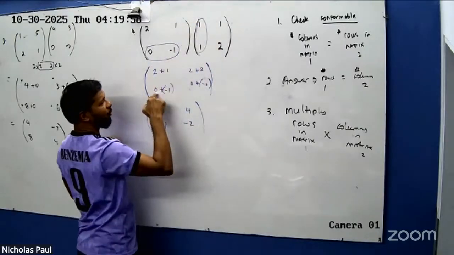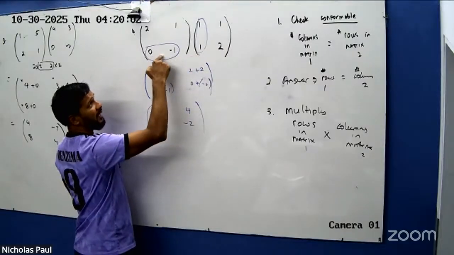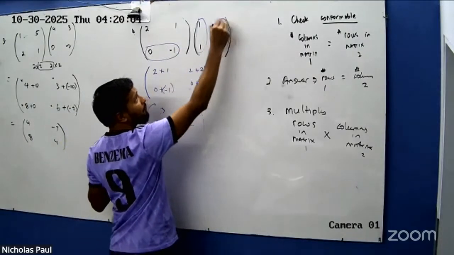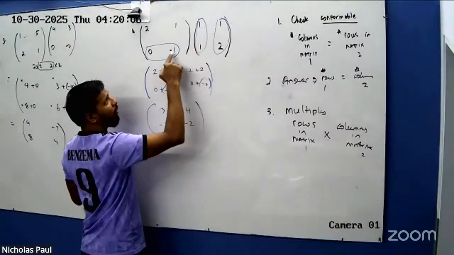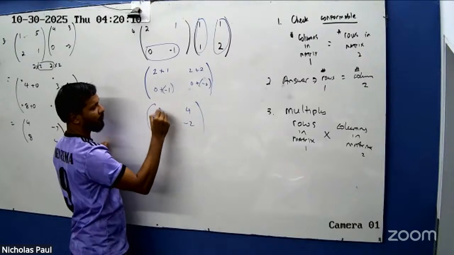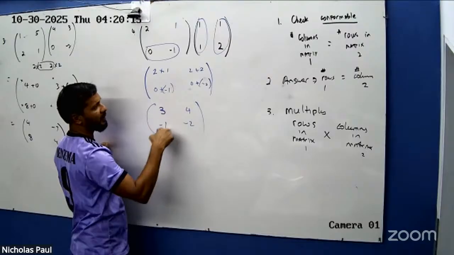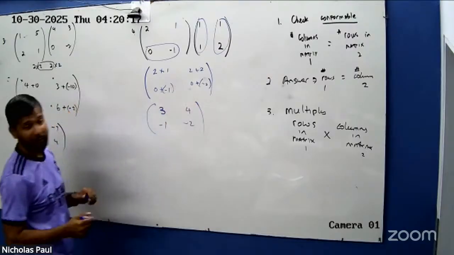0 by 1 is 0, minus 1 by 1 is this. Now I'm multiplying this row by this column. 0 by 1 is 0, minus 1 by 2 is that. 2 plus 1, 2 plus 2, 0 plus minus 1, 0 plus minus 2. Very good. You got something right.